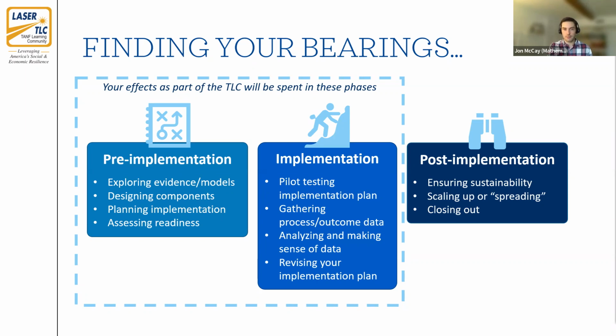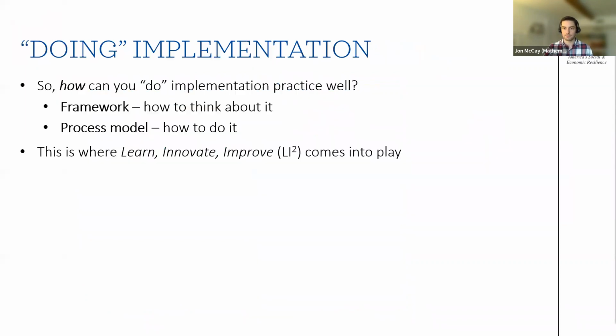And so in order to do that pre-implementation, that design and planning work really well, or the implementation, which is the piloting, iterating, and refining work really well, we need some tools. And so I want to suggest that doing implementation, which is what you guys spend most of your time doing, will benefit from a framework and a process model. A framework because that helps us think about it differently. It helps us put into perspective what we need to do and how we should do it. But we also then need a process model to help us operationalize it. That is, what are the steps that we're going to take? How can we be systematic, both effectively and efficiently manage our time in the TLC, right, between now and December, to make this thing a reality? And so that's where I want to suggest that the Learn, Innovate, Improve, or LI2 framework and process model can come into play. It does both.